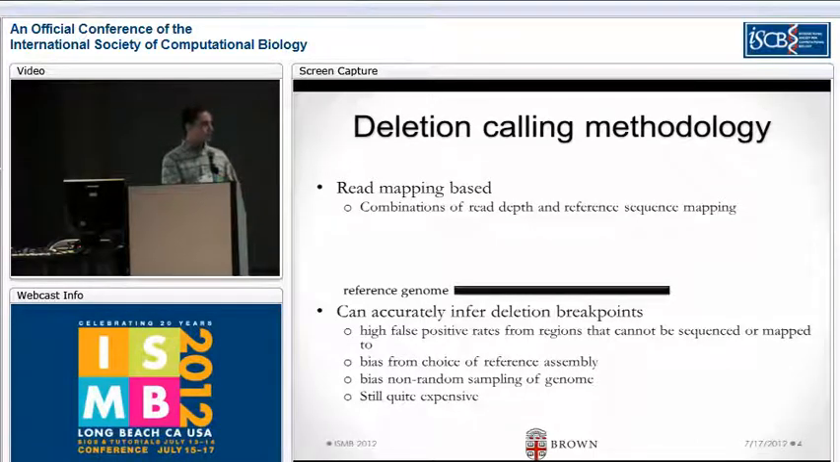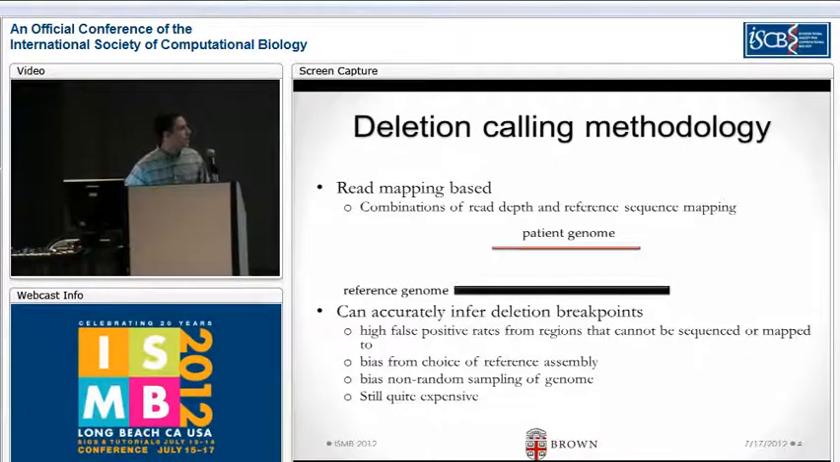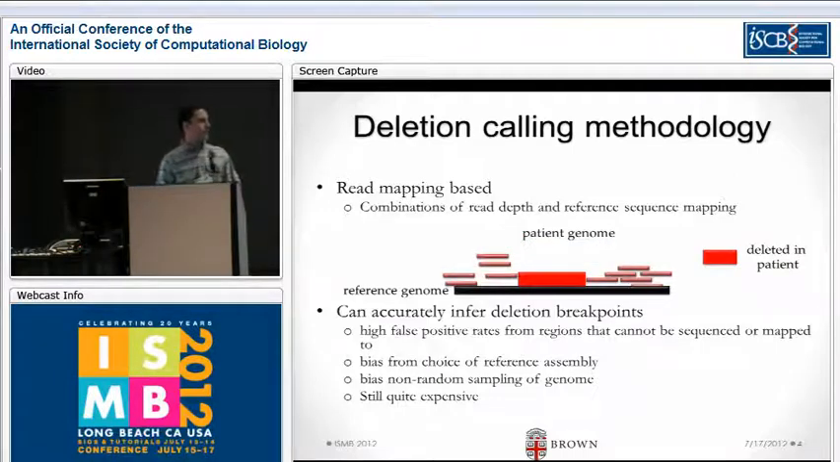The second deletion calling method is read mapping based. This uses a combination of read depth and reference sequence mapping. For example, you sequence a patient's genome, align it to the reference, and then regions that have little or no mapping correspond to potential deleted sites. Now these can accurately infer deletions and deletion breakpoints down to base pair resolution, but there are some problems. There are high false positive rates from regions that cannot be sequenced, or problems with the mapping.